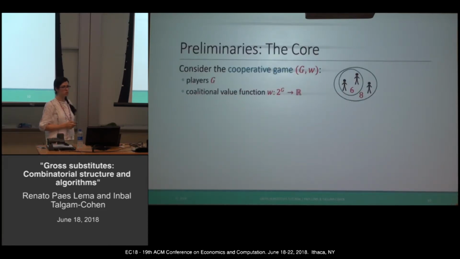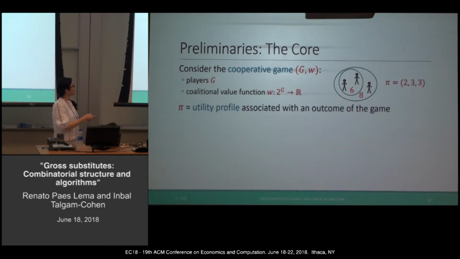Okay, so starting with the core, let's consider some cooperative game, which is defined by a set of players, G, and something called the coalitional value function, W. And so I've drawn a game here, and we can see that these two players together can join forces and get value of 6. And all these three players can join forces and get a value of 8. Now, every outcome of the game has a utility profile, a vector of utilities. For example, here, maybe the three players get 2, 3, and 3.